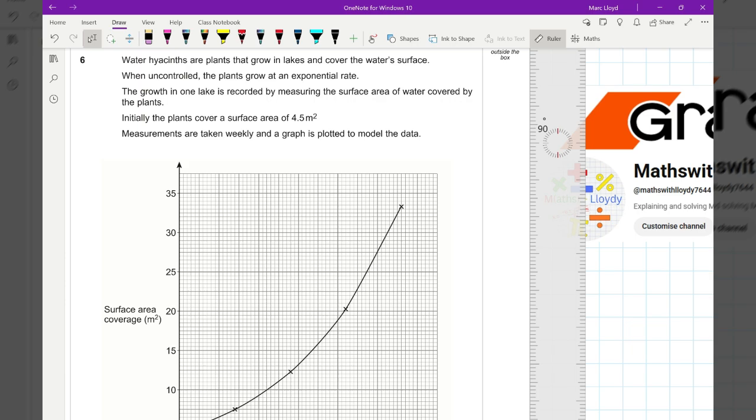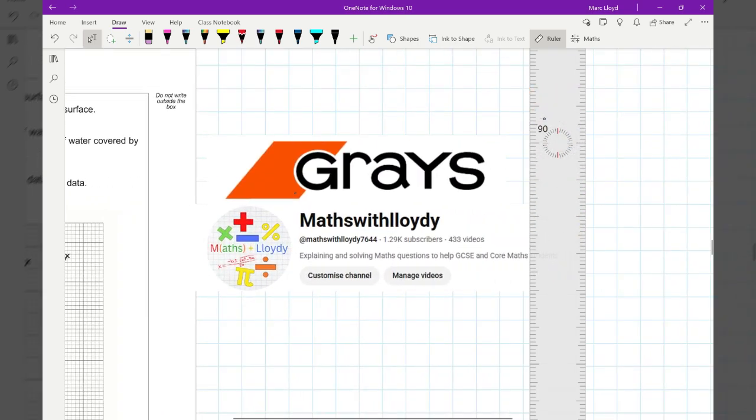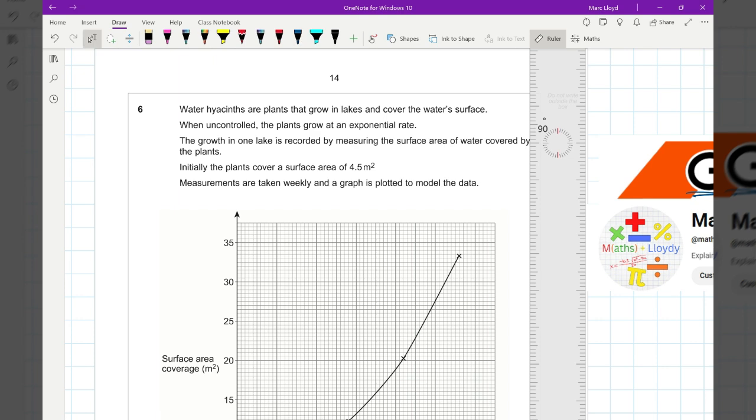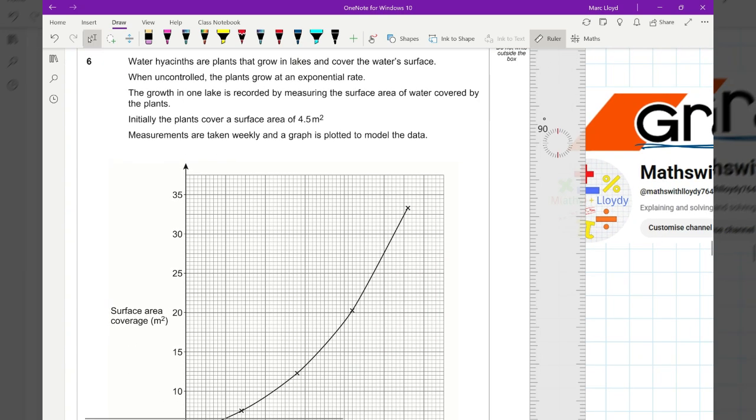Hello, welcome back. We're on to question 6. Grays hockey, legends, and then the channel. My ruler is still out because it seems every question on this paper you need a ruler. So make sure you bring them for your exam.